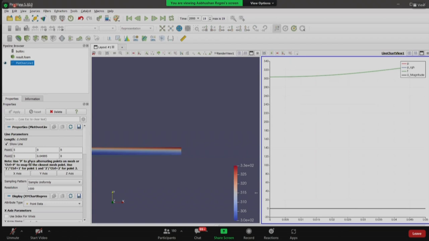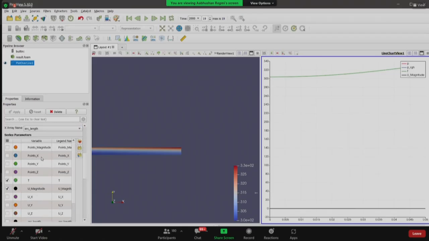So this is giving me different variables. We have P, PRGH, T, and U magnitude. Some of the values are very high, some very low, because of which we cannot get any information. So what I'm going to do is go over here at my left, in series parameters, and click on this all, and uncheck it again so that I don't have any values left. So one by one, I'm going to click on the parameters that are of my interest. So let's first see the temperature.